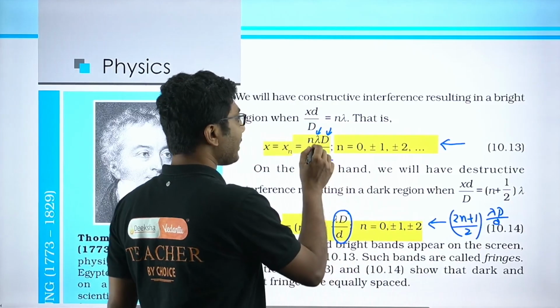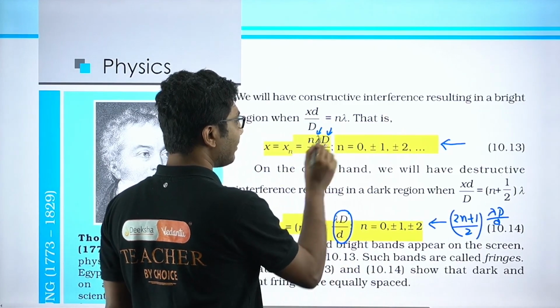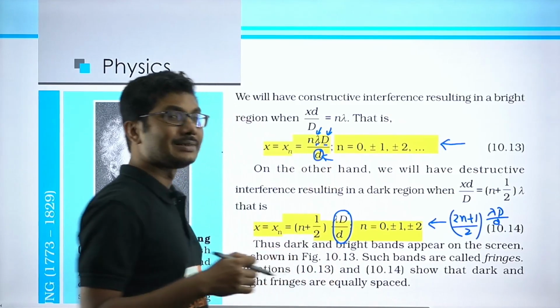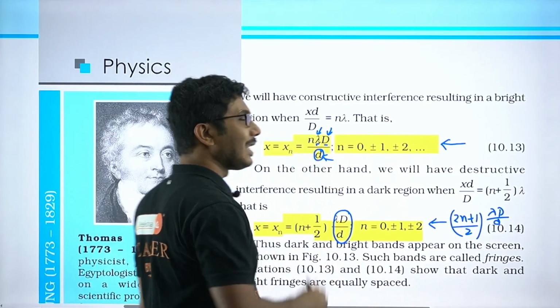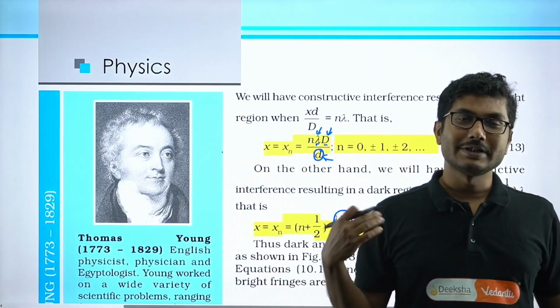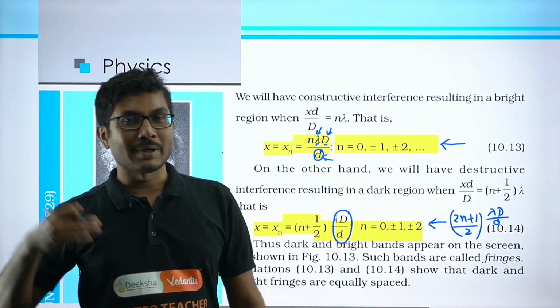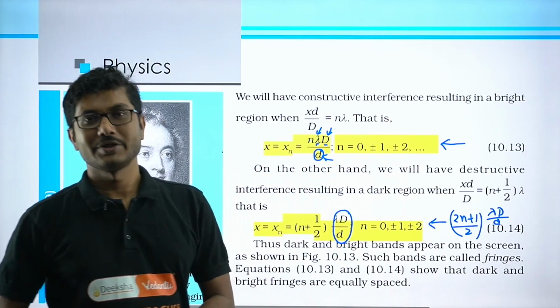So you have to remember the smallest number with the largest number, divided by the middle number. Lambda is the smallest number, capital D is the largest number, because it is in centimeters or in meters, and small d is in between lambda and D, so that is the division. This is how I used to remember.